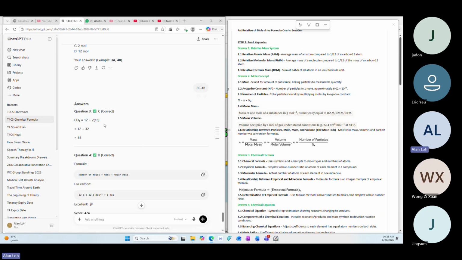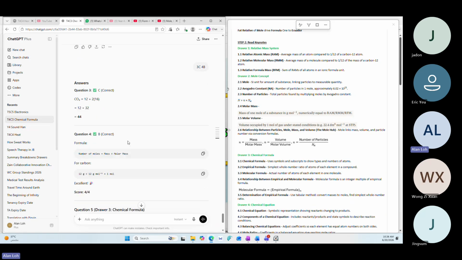Okay, why C? Carbon dioxide, CO2, having 12 as carbon, because carbon is 12 units, right? Then for the oxygen, you have 16, which was the answer for question number 1. And you have 2 oxygen. So 16 times 2 plus 12, 44. Okay, I hope this is clear.